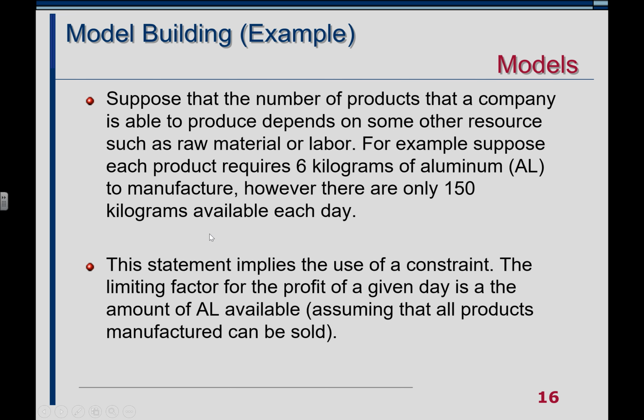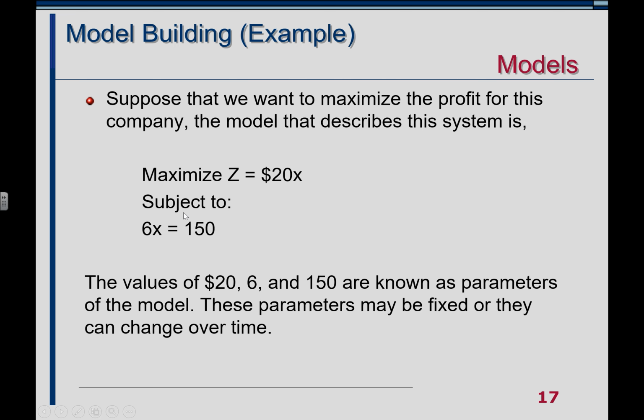Z is going to be equal to 20X, subject to 6X equal to 150. This is the total amount of aluminum, and this is the amount of aluminum we have for each product. So if we have two products that we're making, it's going to be 12, 3 would be 18, and so on. The values of 20, 6, and 150 are what's known as parameters of the model. These parameters may be fixed or they may change over time, and we'll look throughout the course at models that explore both types.